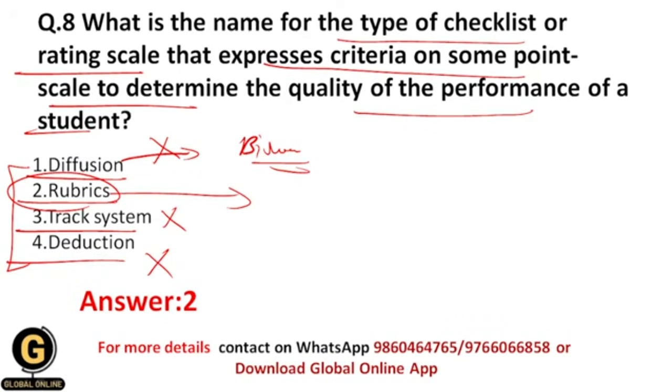Okay, and the purpose of rubrics is to provide tools for systematic recording and observation, and provide tools for self-assessment basically. And that's why you should understand that a rubric is a type of checklist or rating scale, and it is useful to give some criteria on some point scale so that we can determine the quality of the performance of a student. Okay, that's why your correct answer should be 2 over here.